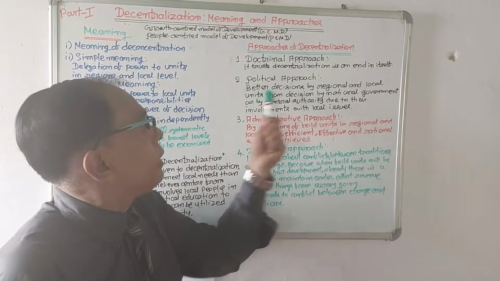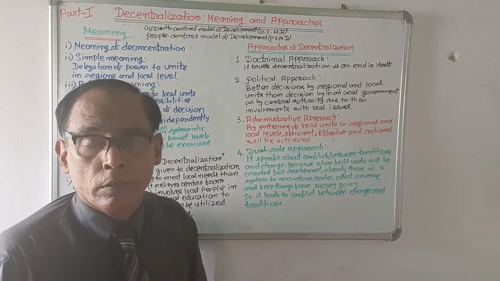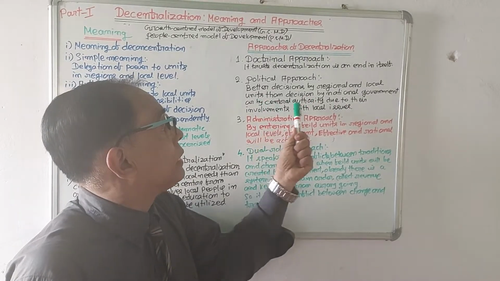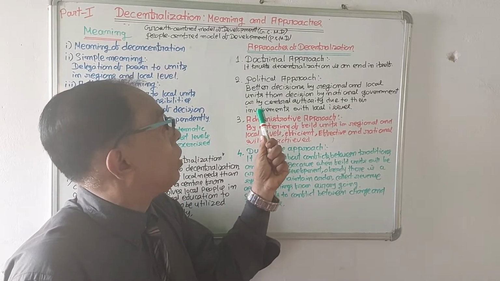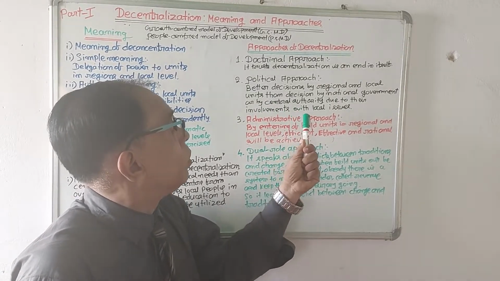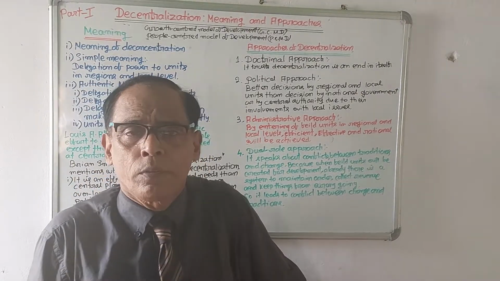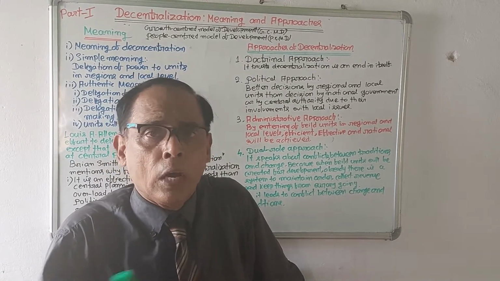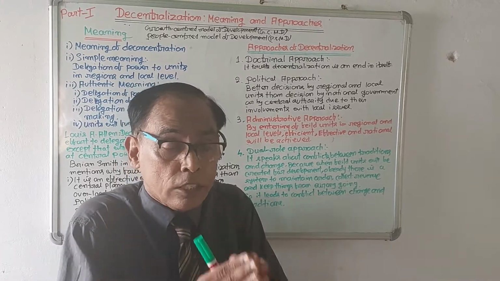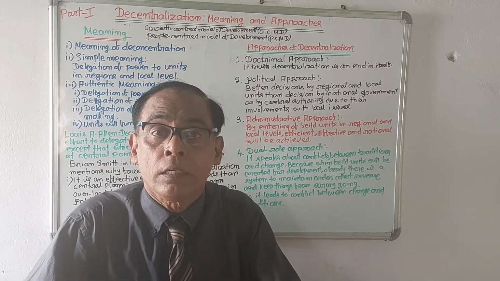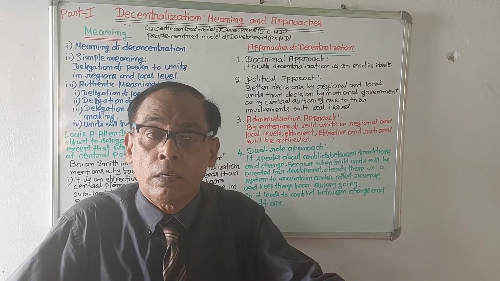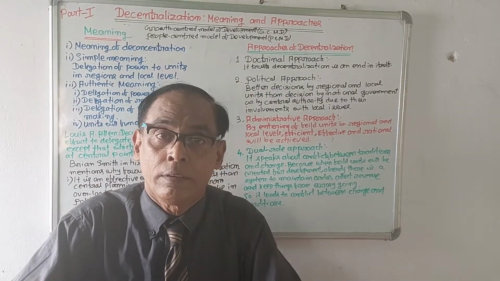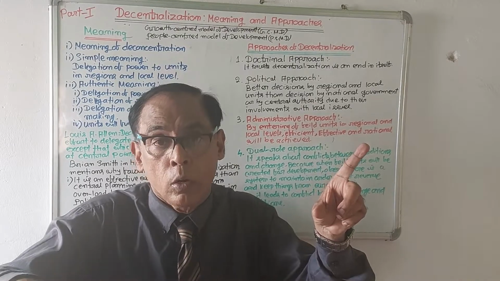Number 2, political approach. Political approach is an approach which believes in better decisions by regional and local units than decisions by the national government only or by the central government, due to their involvement with local issues. Political approach speaks that no doubt the central government can make decisions about local matters. But if regional and local governments make decisions at their local level, as they are involved with the local problem, their decision will be better than the decision of the central government for the local people.